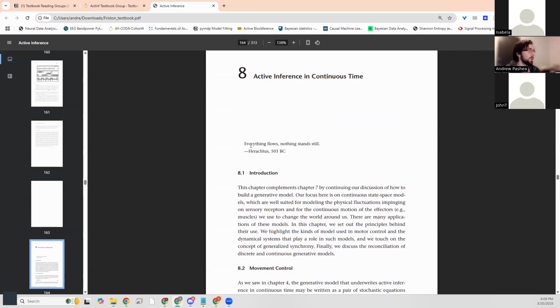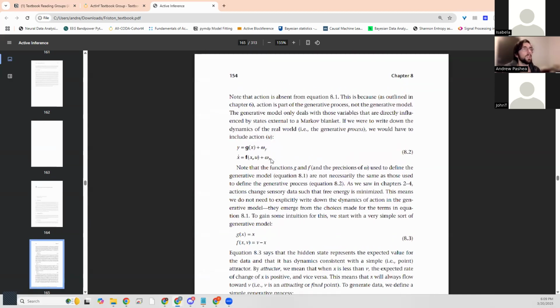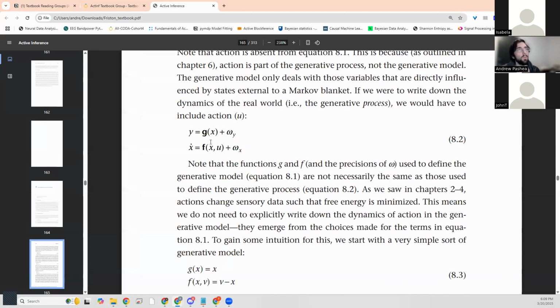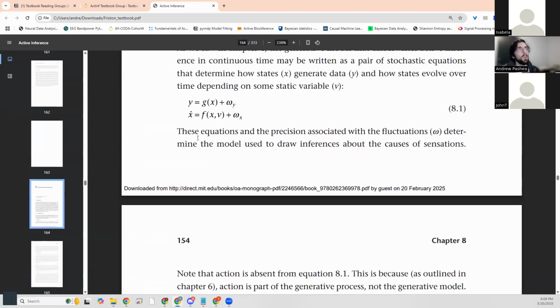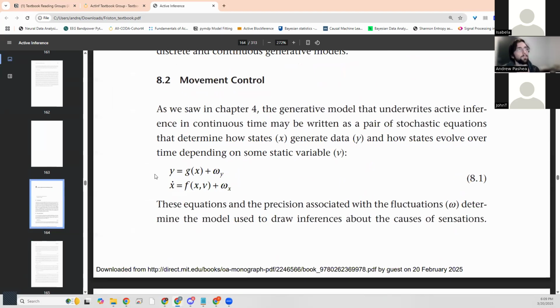So largely, we're introduced to notation for stochastic equations, which are involved in continuous time models. We see a lot of similar notation to what we've seen so far. Earlier on in the textbook, the authors largely use y to denote observations and x to denote hidden states. Here, this is not terribly different, but let me go to this, which is technically the one for the generative model.